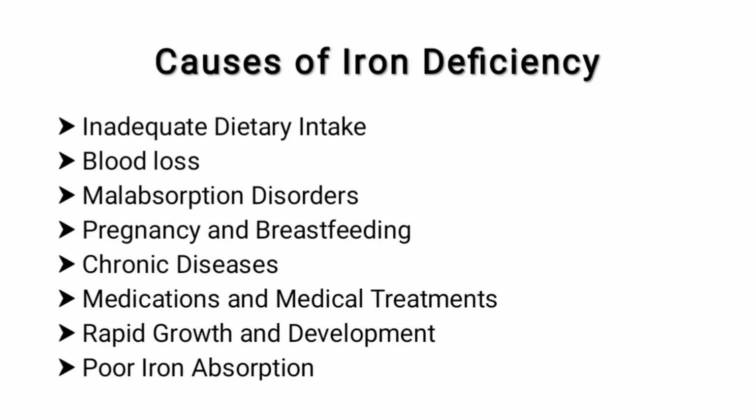Now we have to discuss the causes of iron deficiency anemia. Inadequate dietary intake. Second one is blood loss. Third one is malabsorption disorders. Fourth one is pregnancy and breastfeeding. Fifth one is chronic diseases, and the sixth one is medications and medical treatments. Seventh, rapid growth and development, and the eighth one is poor iron absorption, which is the main cause of iron deficiency anemia.